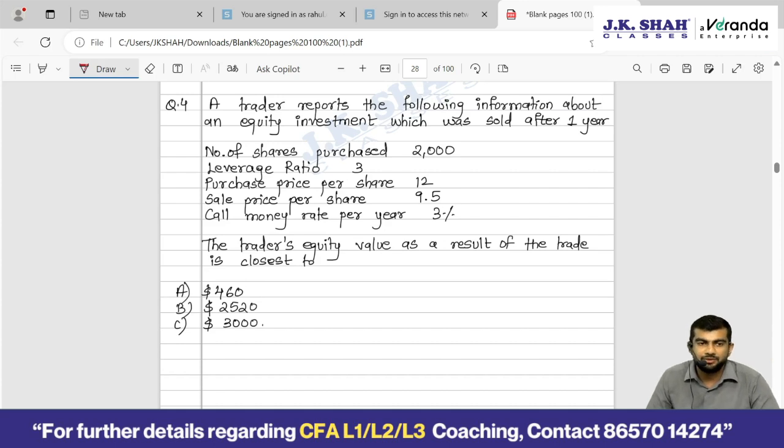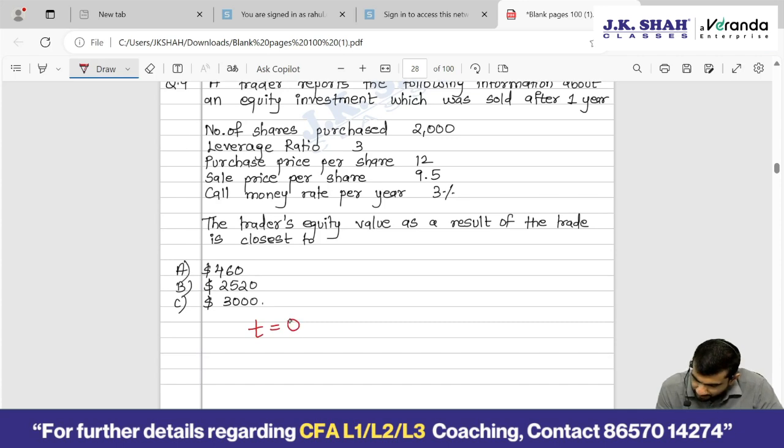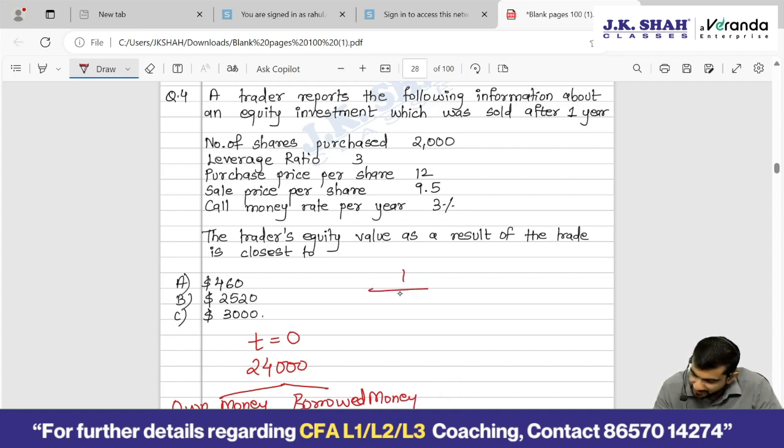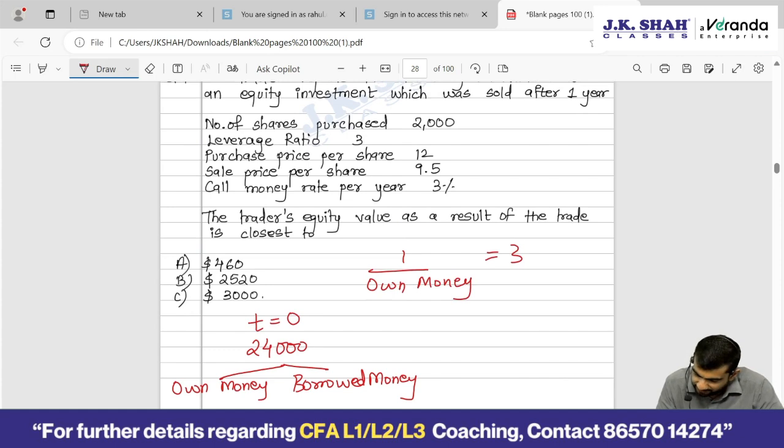Guys, what is equity value? Equity value means my own money. Okay, now let's see at time 0. What is the total investment? 2000 shares into 12. 24,000. Now I have to find out the breakup between own money and borrowed money. Leverage ratio is 3. Leverage ratio is 1 upon own money, which is 3. So own money is 1/3, 33%. 1/3 of 24,000 is 8,000 is my own money.